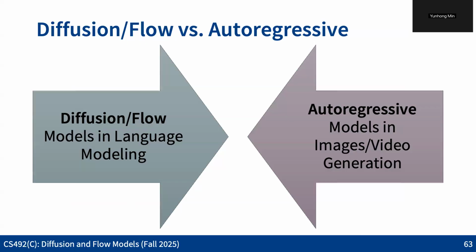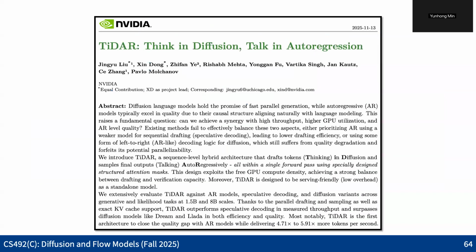So very interestingly, the situation for now is that we are seeing more cases of applying autoregressive models to image and video generation, which typically were cases where we needed to use diffusion and flow models. And there are also more cases of doing language modeling with diffusion and flow models, and we'll see how these evolve over time. This is also a paper from NVIDIA, which was actually released last week. So you can see many recent advances here: Think in diffusion and talk in autoregression.